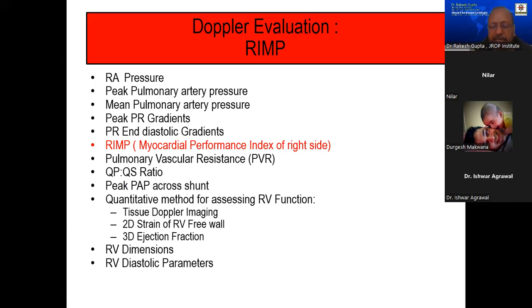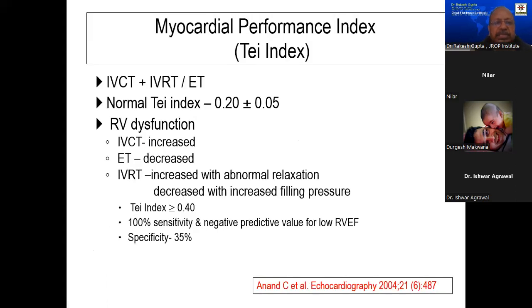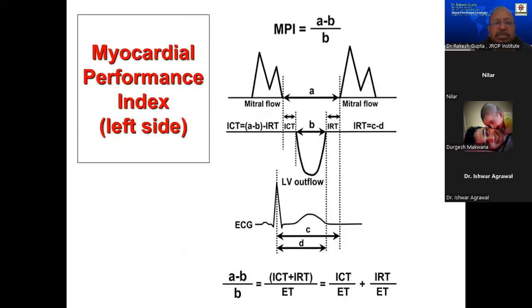Next comes the right-sided myocardial performance index. What is the right-sided myocardial performance index? It is a very simple thing of looking at a right-sided performance index. We have seen the left-sided myocardial performance index. What we were doing, we were looking at the mitral valve closing and opening time, that is known as A, and then the aortic valve ejection time, which is known as B. A minus B divided by B will give you the myocardial performance index of the left side.